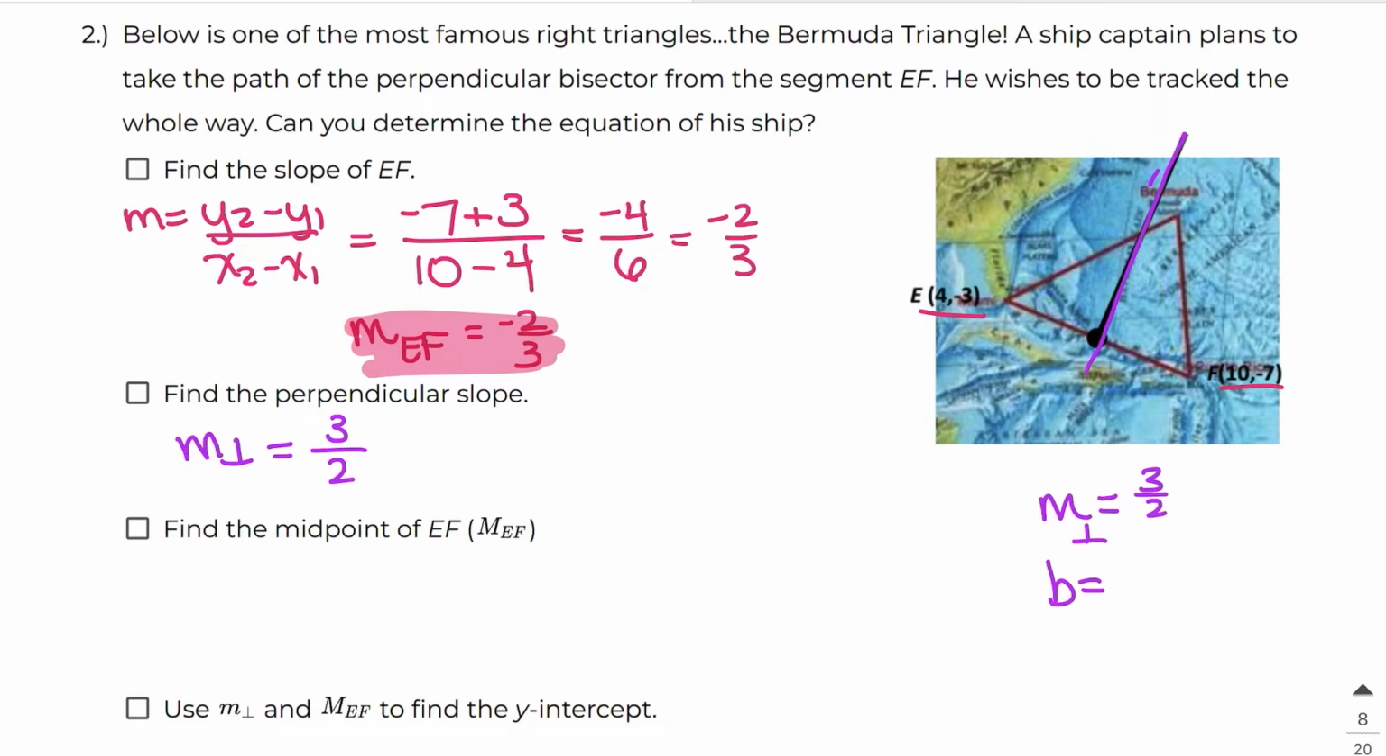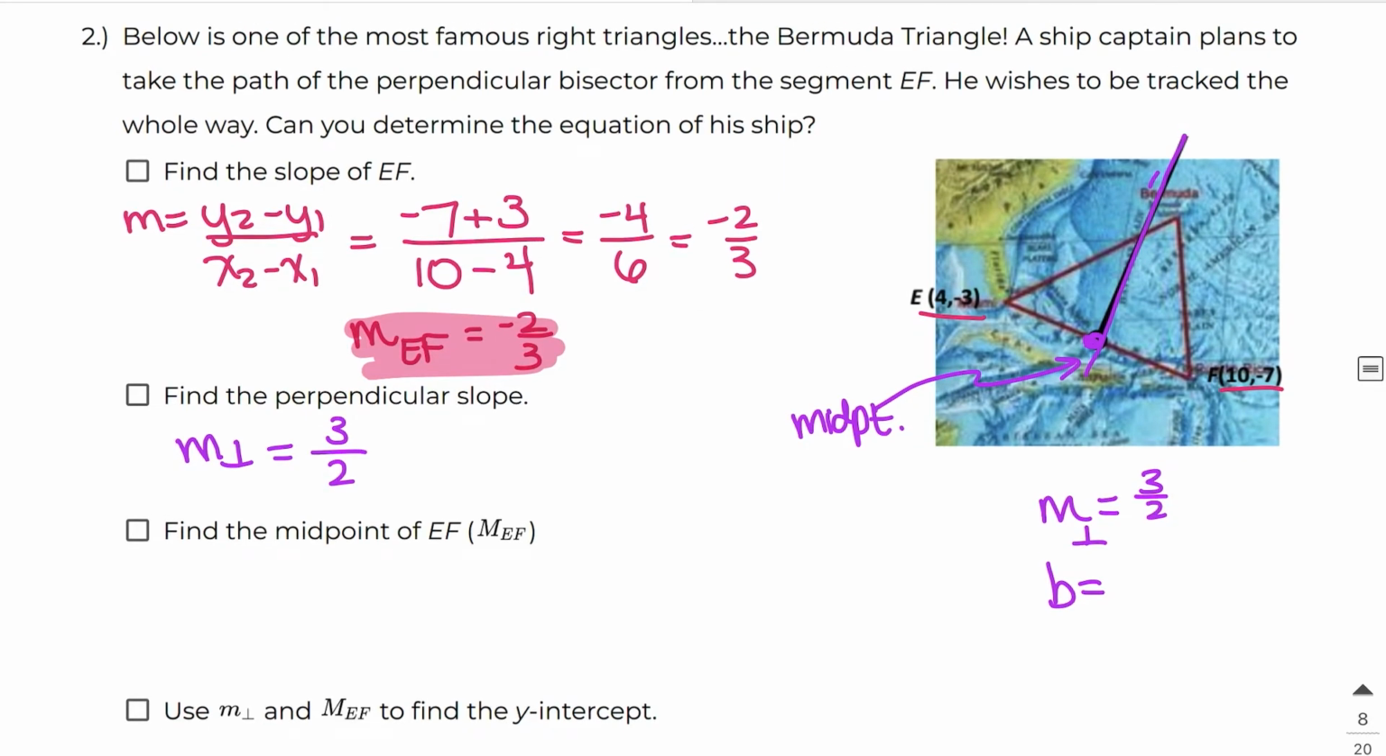Okay, but here's the thing. In order for me to be able to find the equation of this line right here, I need a point. And I don't have any points on this line, but I do know that this point right here has to be the midpoint because it is a perpendicular bisector. It cuts it in half. So the next thing that I need to do is find the midpoint of EF. And we know the midpoint formula is (x1 plus x2) over 2, and then (y1 plus y2) over 2.